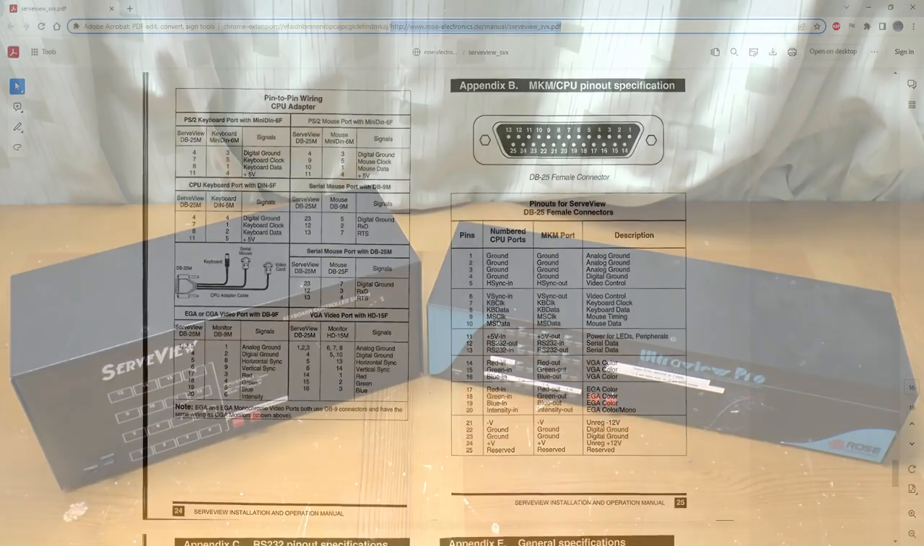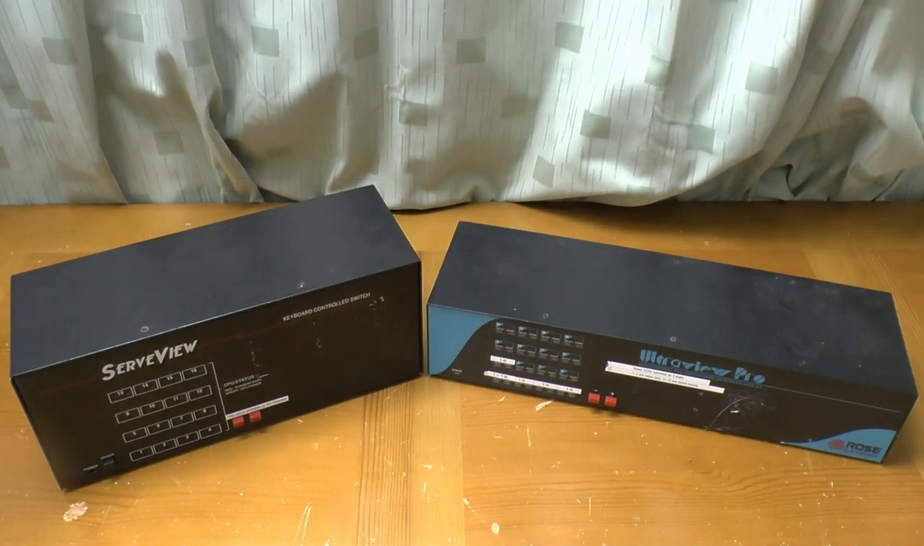But it's done now. So there you have it, one of Rose's earliest KVM units alongside a newer model, which is in fact still part of their current lineup.